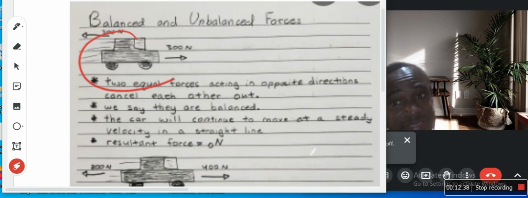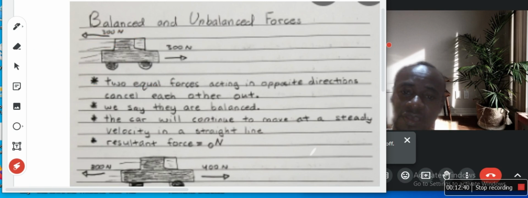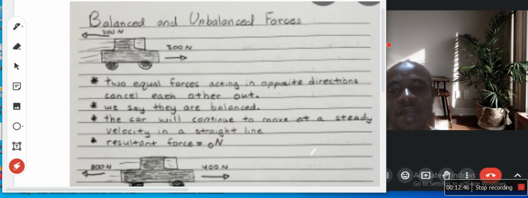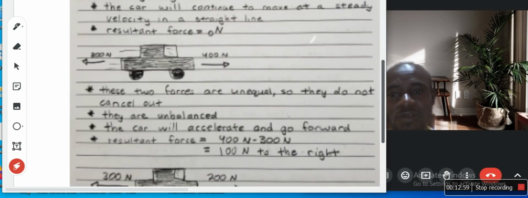When they are balanced, the forces cancel each other out, and the car will continue to move at what? Constant speed. A steady velocity, which is also called constant speed or velocity, if you like. The resultant force at that point will be what? 0 Newton. Okay, so let's look at another one.